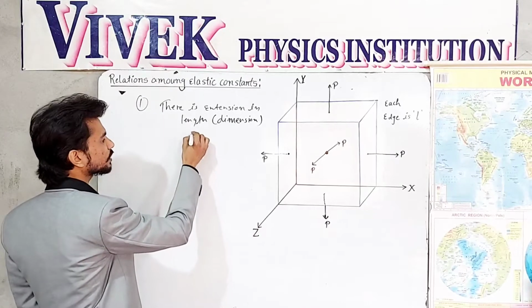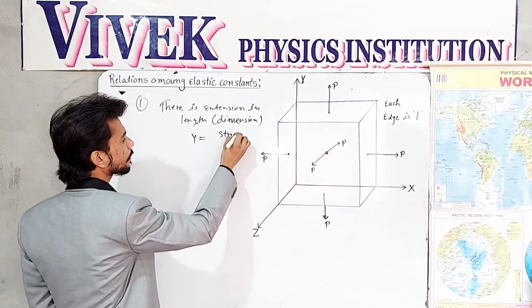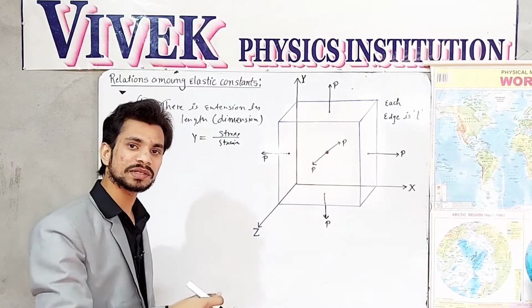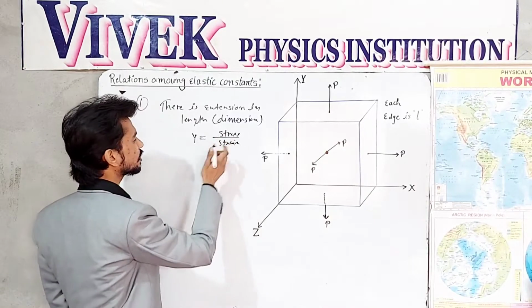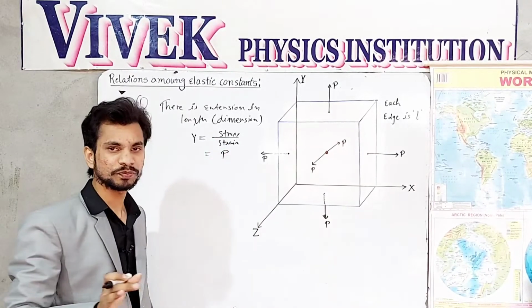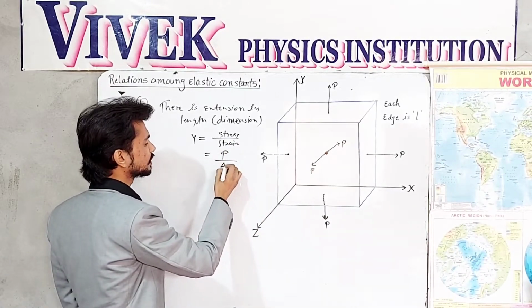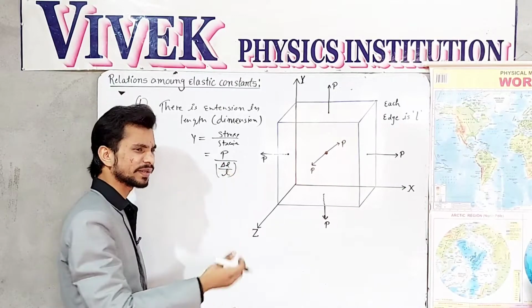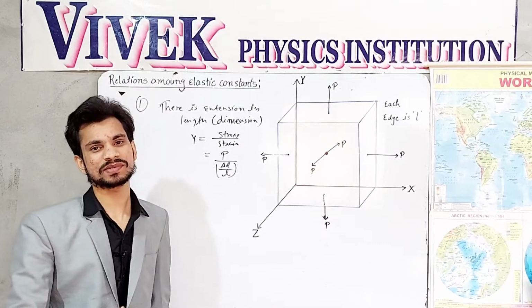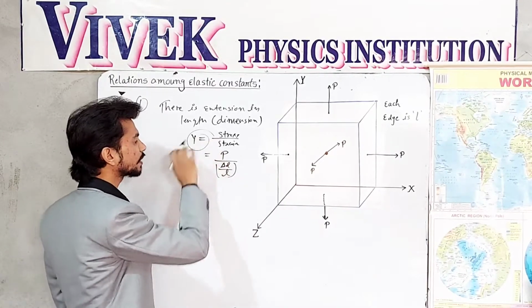And what about Y? Y is nothing but stress over strain. If I take this Y for a particular dimension like length, then I take the stress, say a pressure P, divided by the strain. This is delta L over L, where delta L is the change in dimension, the increased dimension, and L is the initial dimension like length. So whenever there is extension, I will use Y.